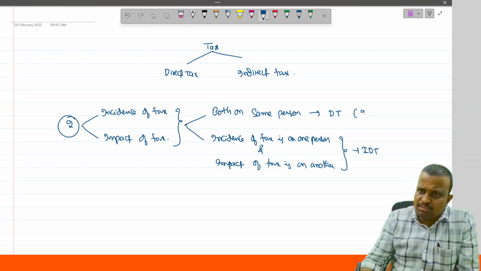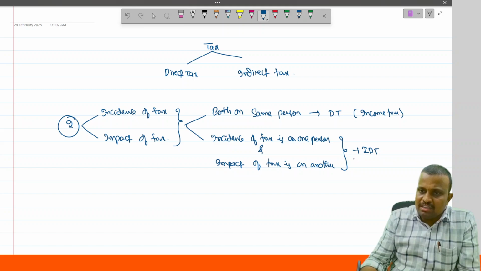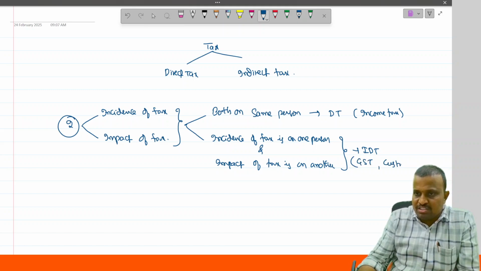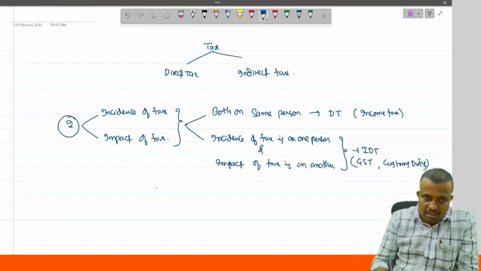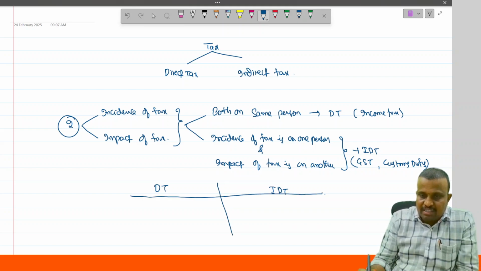The best example for direct tax is income tax. In the case of indirect tax, there are two taxes: one is GST, and another one is customs duty. GST and customs duty. Then, what are the differences between direct tax and indirect tax?